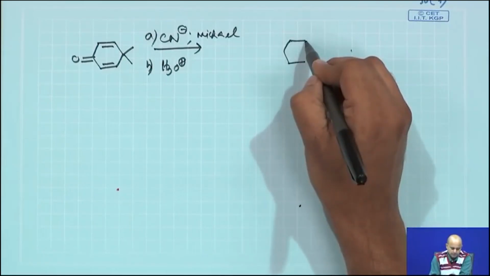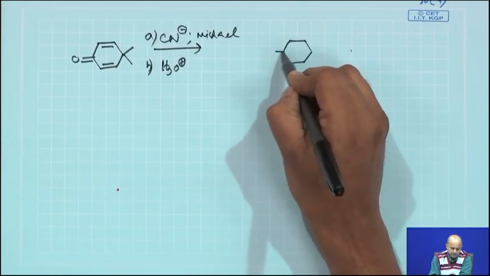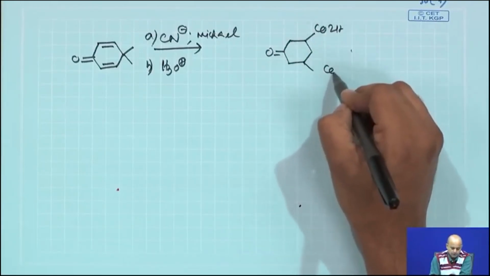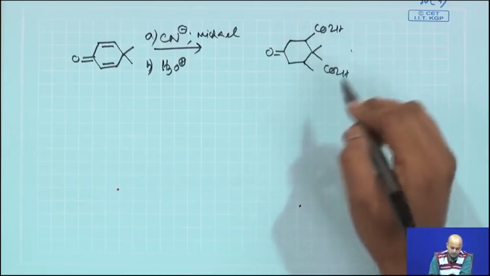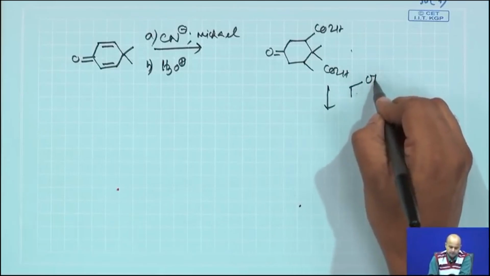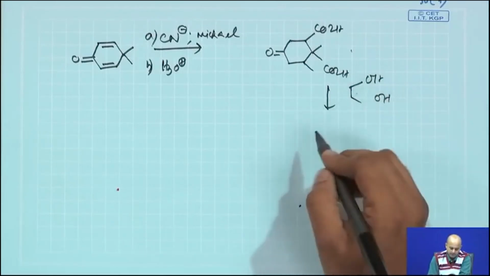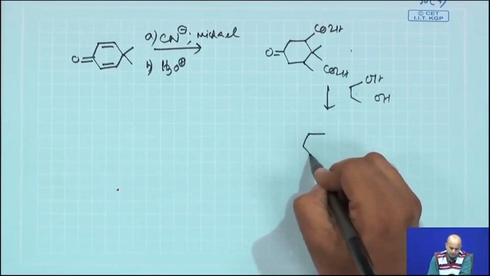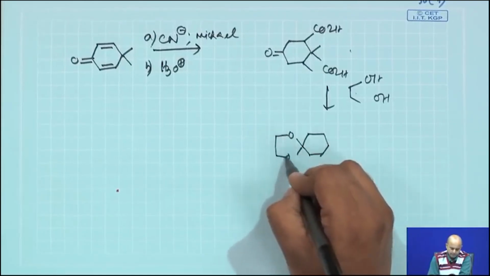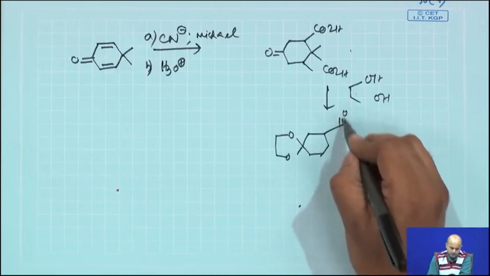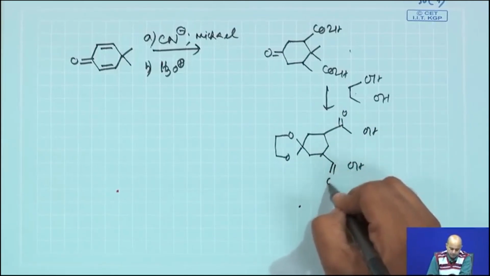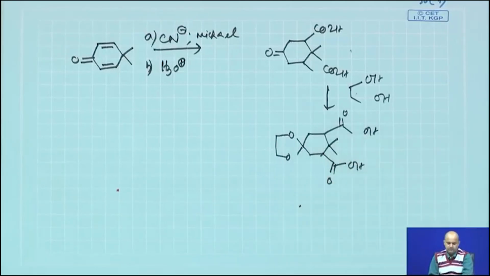So, after this you get this CO2H, these things. You now protect this carbonyl compound with ethylene glycol. Okay. So, this will give you this ethylene glycol ketal as it is. Your carboxylic acid is here, carboxylic acid is here, C double bond OH, and you have this dimethyl.